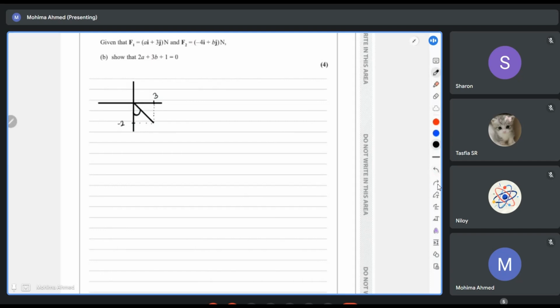Always remember, angle is a scalar quantity, so no need to represent minus or plus over here. So now you have 3 and then you have 2 over here, right? And 90 degrees is this part. So opposite by adjacent.